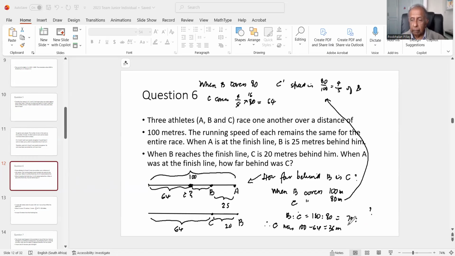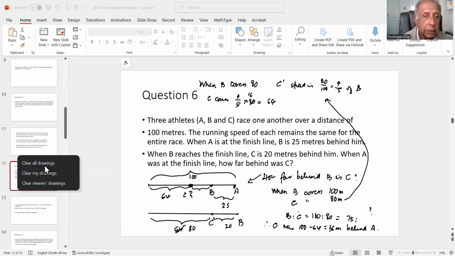64 meters, 36 meters behind when A is at the finishing line. All right. This is not 64. This is 80. That is 64. Because you want to know where he is when A is at 100. All right. So that takes care of this problem.